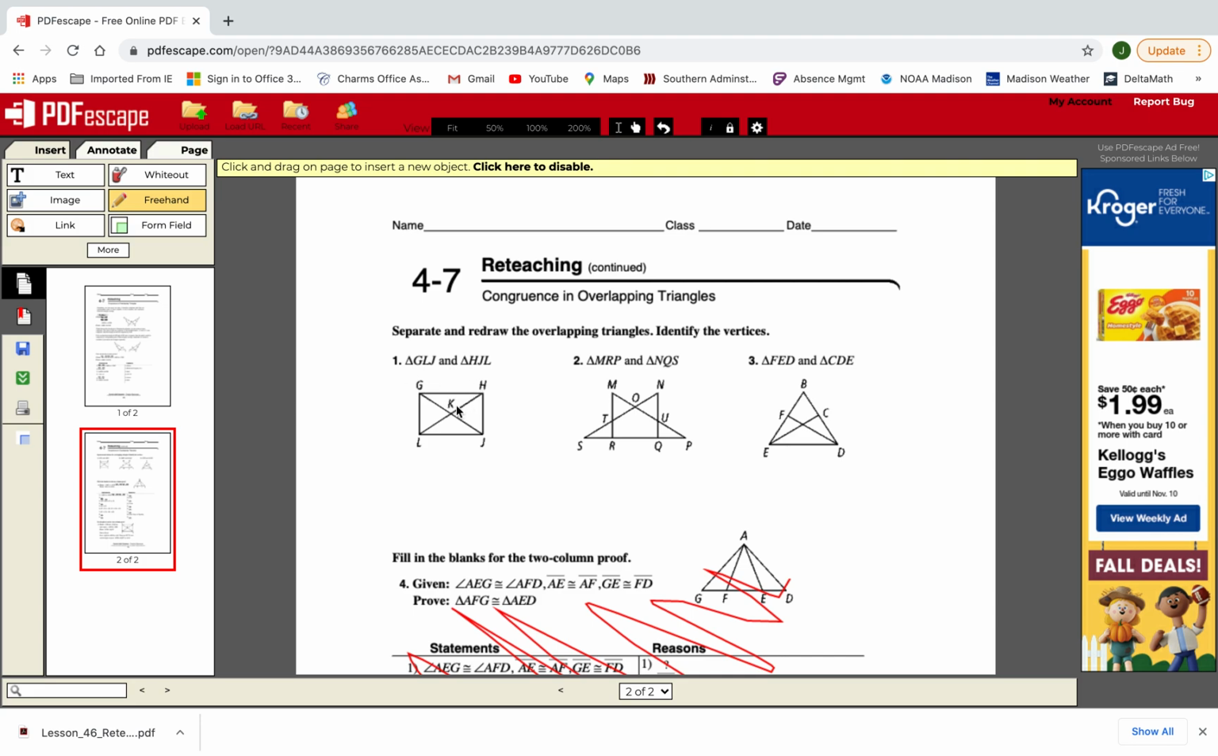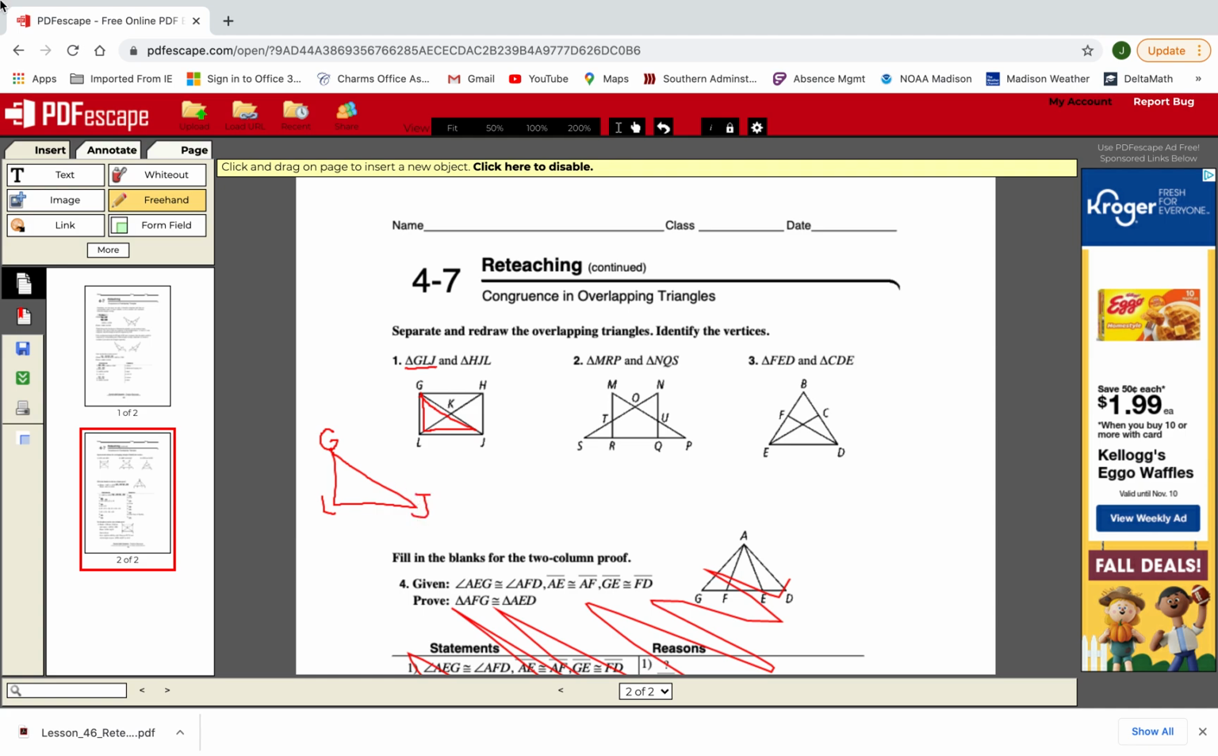Now you see all kinds of triangles here. In fact, I see 1, 2, 3, 4, 5, 6, 7, 8 triangles here, but they want us to highlight triangle GLJ and triangle HJL. So let's do that. Let's take one of our colors here and trace over triangle GLJ. So I'm going to go from G down to L, over to J, and that's one of the triangles. So I'm going to separate that. I'm going to draw that triangle right here. Okay, and I've got triangle GLJ right there.